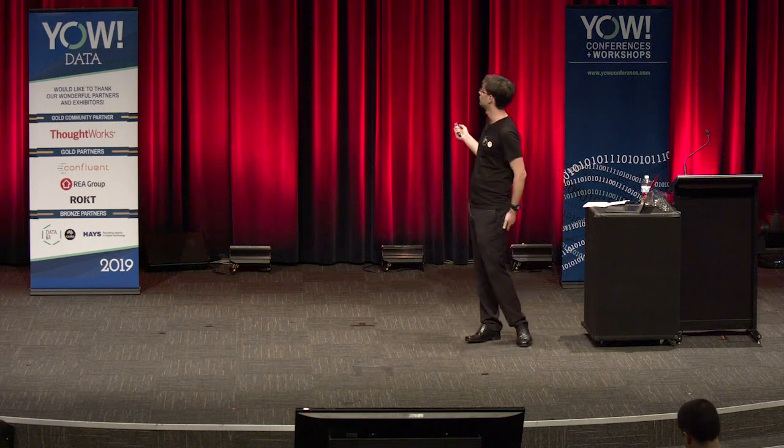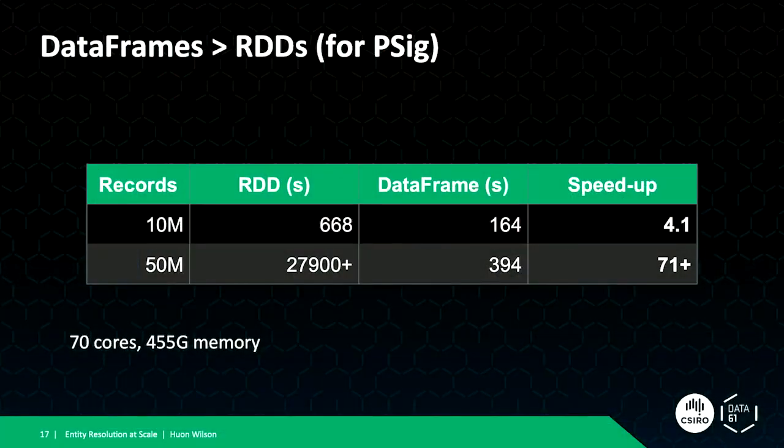When we did that migration, we recorded some benchmarks. So we've got the first row, we had 10 million records in our synthetic data set. The PSIG with data frames ran 4 times faster than the PSIG with RDDs. Next, we tried with 50 million records on our moderate-sized cluster. And we found that the RDD code was still running after 8 hours. We got bored and killed it. Meanwhile, the data frame code took only 6.5 minutes. So, as far as we know, it's at least 70 times faster.